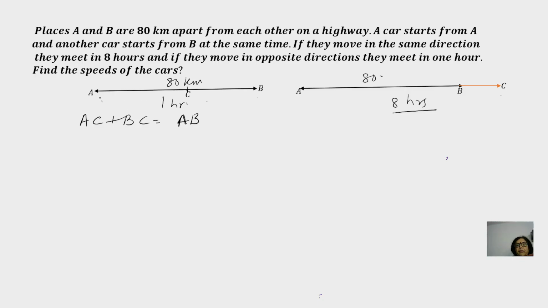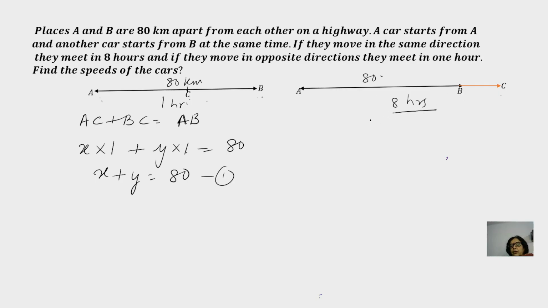Supposing we take the speed of the first car as x kilometers per hour, the time taken by them to meet at C is 1 hour. So what is the distance it has traveled in 1 hour? It has traveled x into 1 kilometer. Similarly, the car from B has traveled a distance of y into 1 kilometer, and that is the total distance 80. So we can rewrite this as x plus y is equal to 80, the first equation.